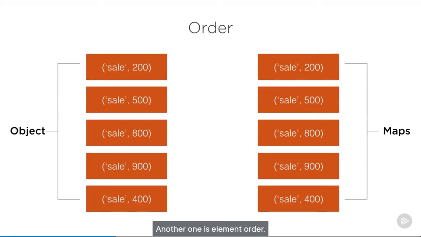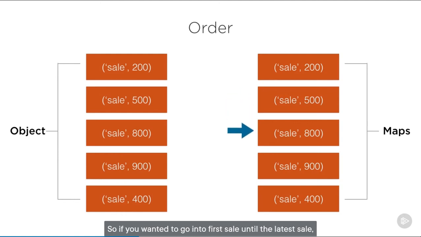Another one is element order. Keep in mind that with objects and arrays, you essentially can't guarantee the insertion order. It could be jumping all over the place. But with maps, you guarantee the insertion order. So if you wanted to go from the first cell until the latest cell, you can go through the map and iterate through that and make sure that you have that insertion order there.